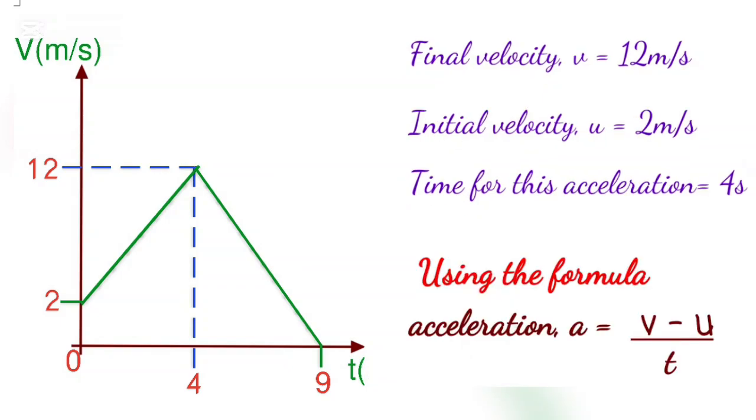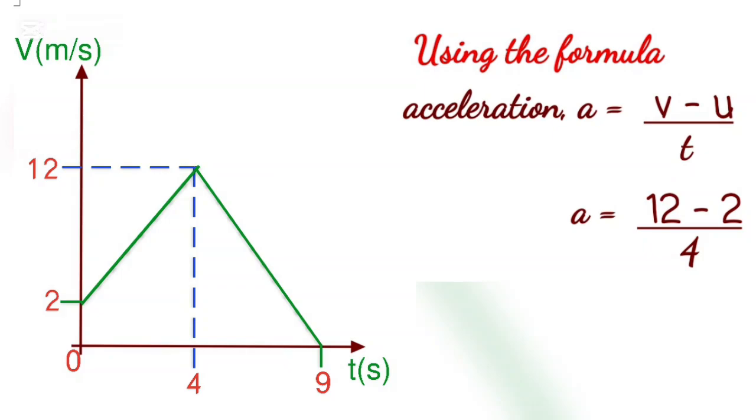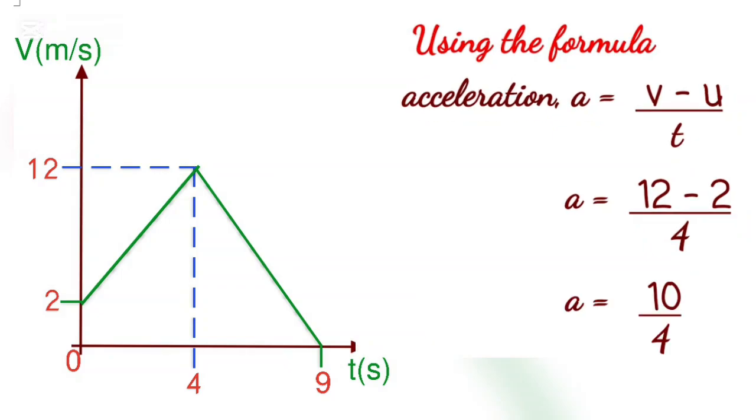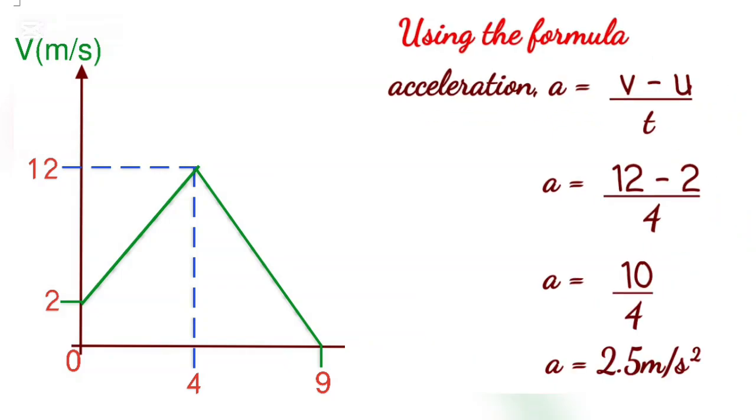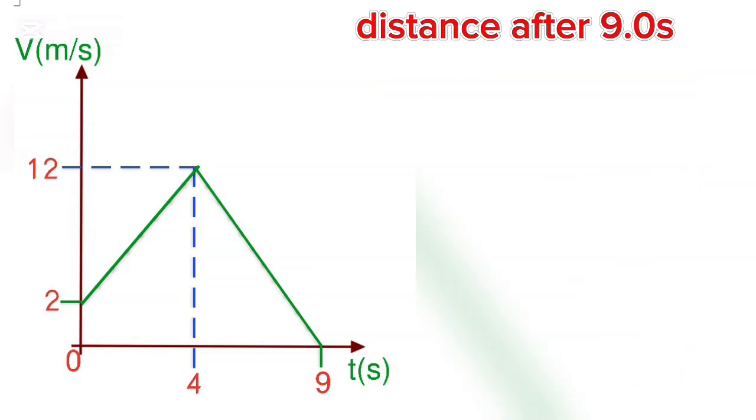Using the formula, acceleration a is equal to v minus u over t. Substituting, a is equal to 12 minus 2 over 4. a is equal to 10 over 4, equal to 2.5 meter per second square. B. The distance after 9.0 seconds.